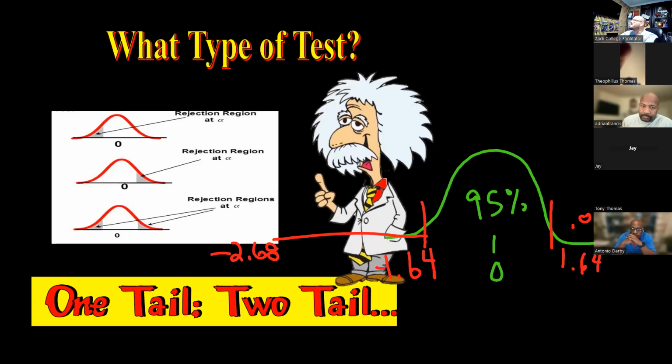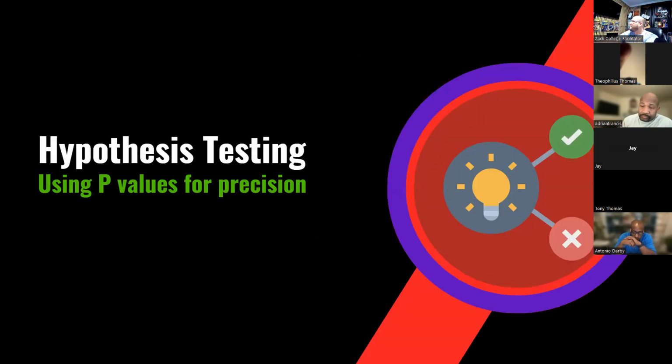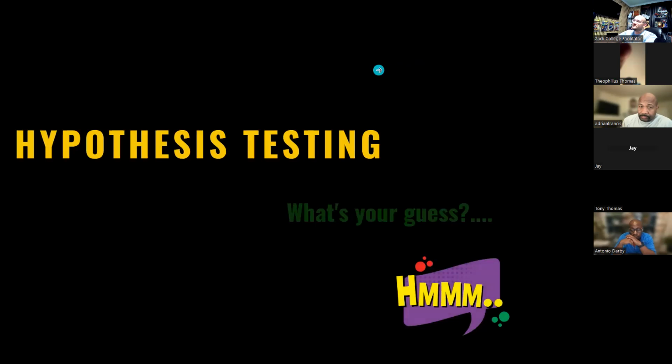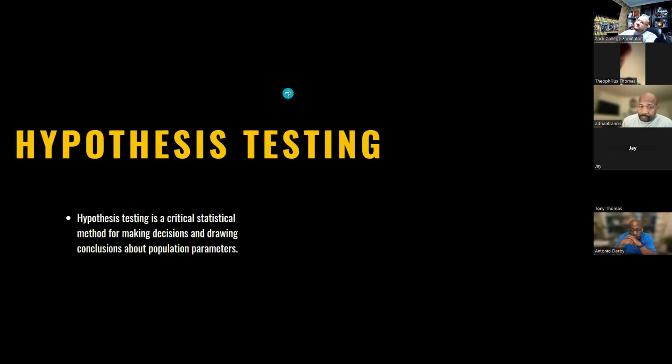The reason we can use that p-value and understand it is because we're doing hypothesis testing. I just showed you how to conduct a one-tail hypothesis test. What's your guess? Hypothesis testing is a critical statistical method for making decisions and drawing conclusions about those parameters.